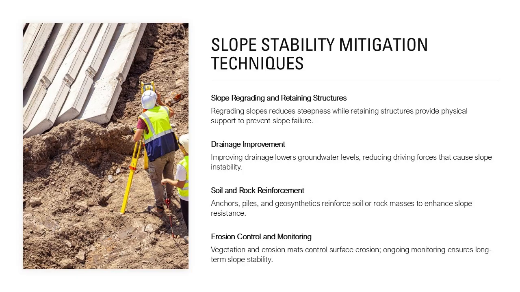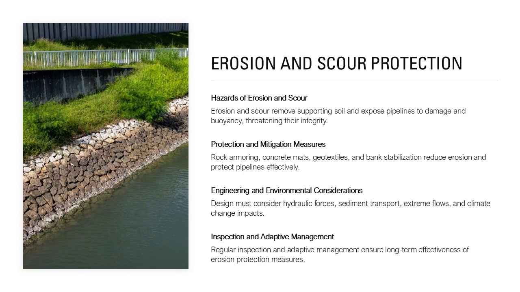to ensure sustained performance. Erosion and scour are significant geohazards for pipelines crossing rivers, streams, or areas with concentrated surface runoff. These processes can remove supporting soil, reduce cover, and expose pipelines to mechanical damage or buoyancy forces. Effective erosion and scour protection is therefore critical to maintaining pipeline integrity. Mitigation measures may include rock armoring, concrete mats, geotextiles, grade control structures, bank stabilization, and channel realignment.